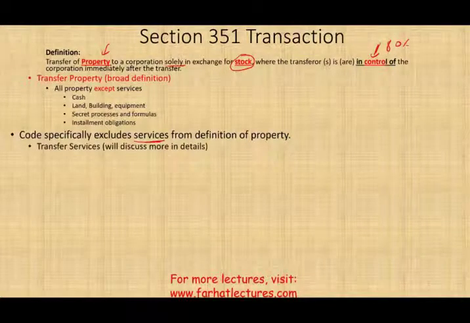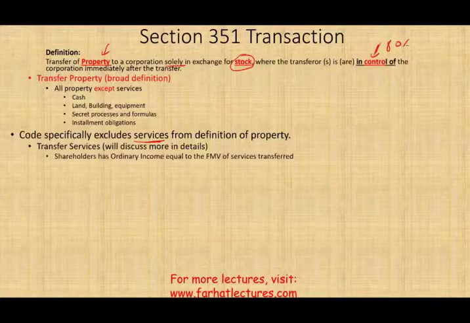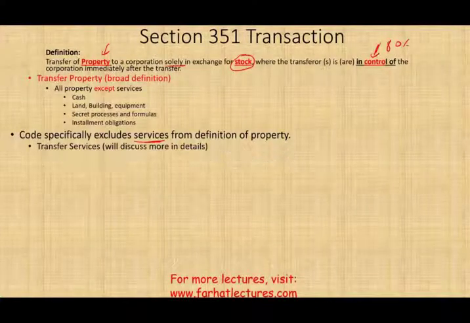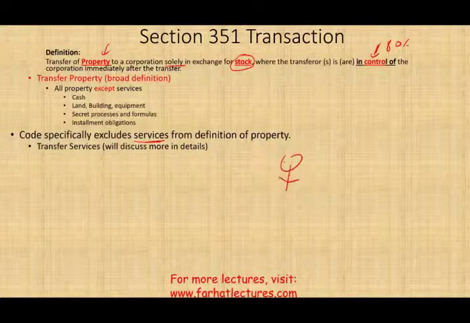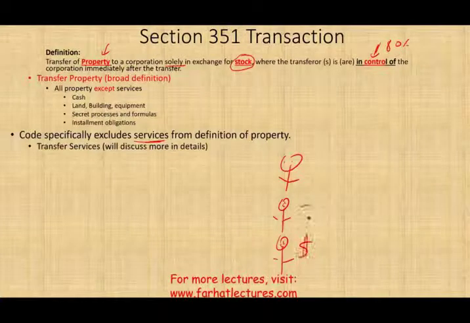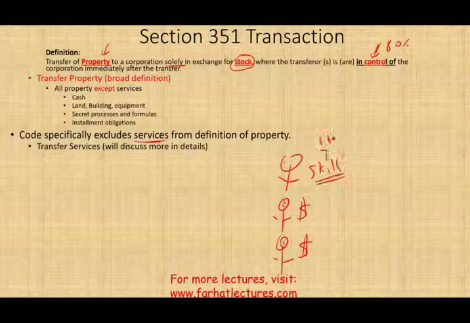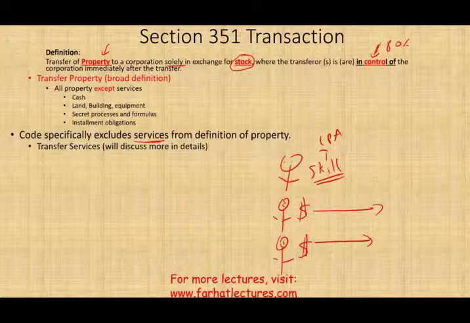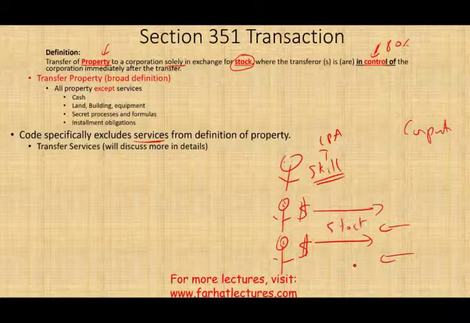So what happens if you contribute services, just to plant the seed for services? Well, what does that mean if you contribute services? Simply put, you don't have money. Let's say you have three individuals. This person has a lot of money, this person has a lot of money, and this person has some sort of a skill. This person is a CPA, an accountant. So what happens is those two individuals contributed property to the corporation. They contributed, and in return, they received stocks. In return, they become owners.